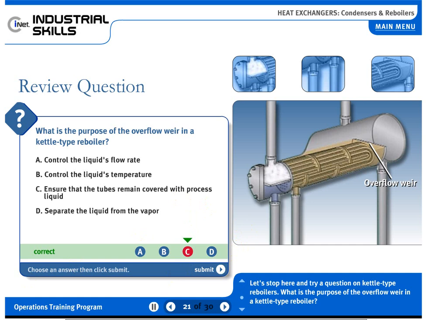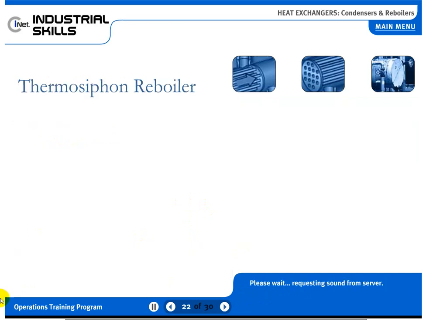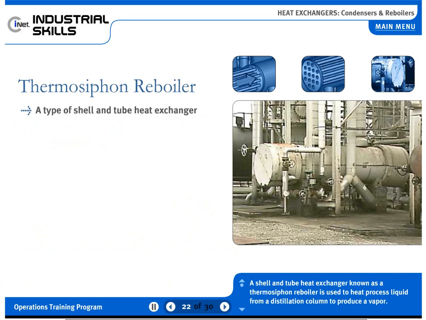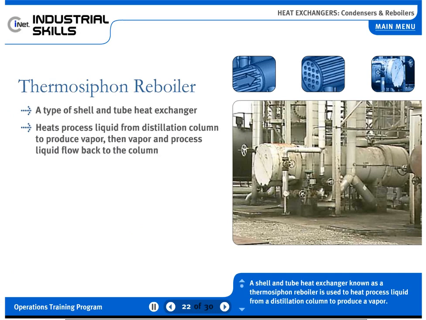Very good. The overflow weir ensures that the tubes in the reboiler remain covered with the process liquid. A shell and tube heat exchanger, known as a thermosiphon reboiler, is used to heat process liquid from a distillation column to produce a vapor. Then the vapor and the process liquid flow back to the column. Let's look at an illustration of this type of reboiler to see how it works.